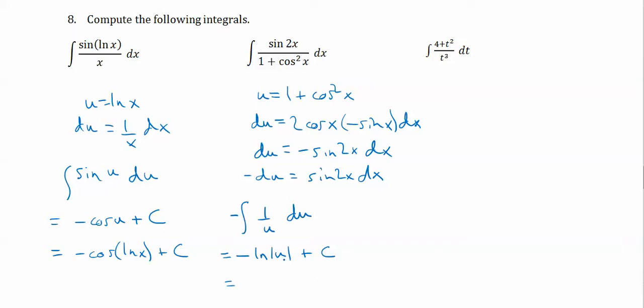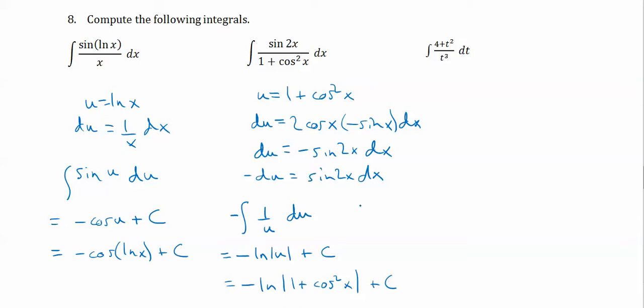And finally, we want to replace the u by the x stuff. So we get negative natural log absolute value 1 plus cosine squared x plus our constant. And that's the answer.